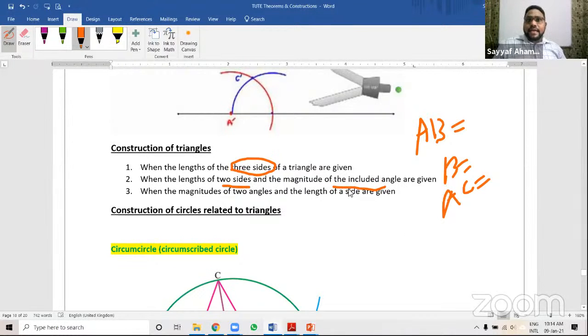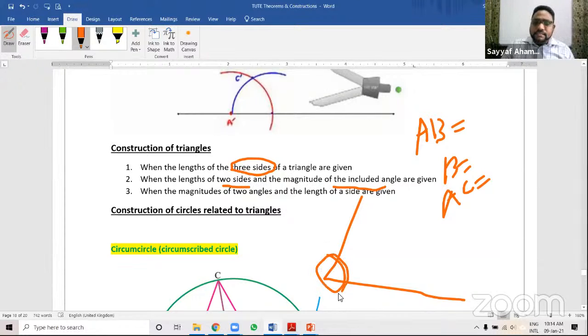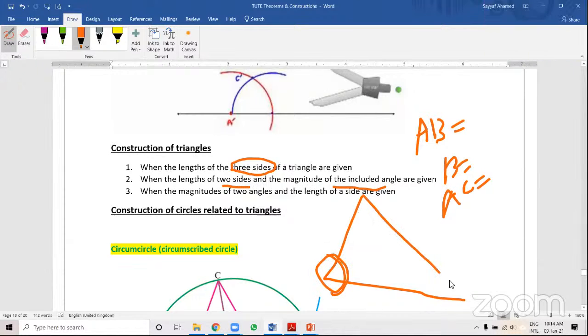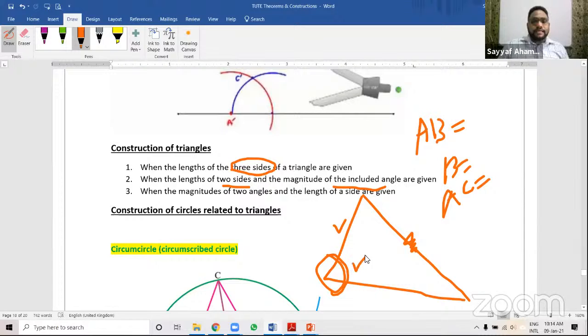Again, included angle, what is the meaning of it? Now let's say these two sides are given for a triangle, and you must be given this angle, guys. That's called the included angle. And then you will have to just draw this side. You will be given the angle and the sides. That's when the lengths of two sides and the magnitude of the included angle are given, right?